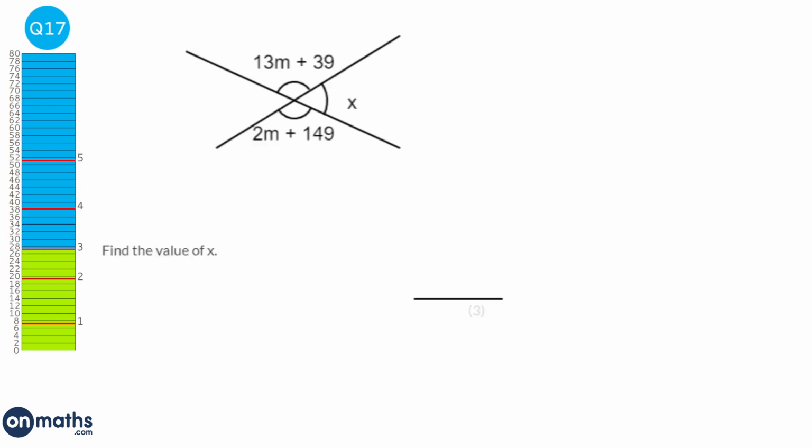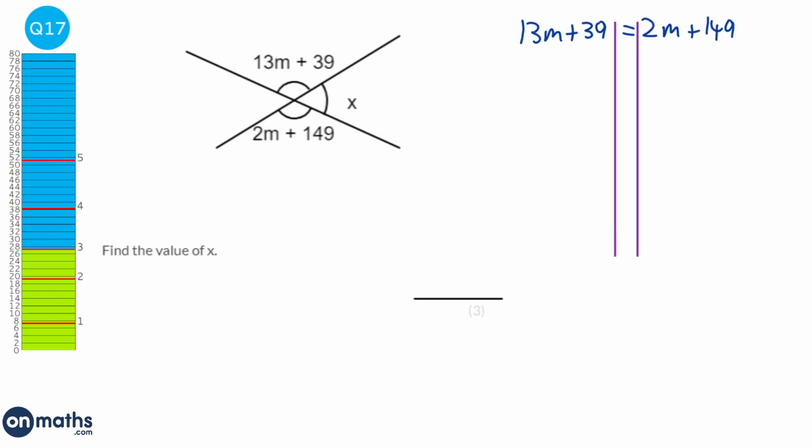So we have a set of vertically opposite angles here and here. We're going to start with those because we have to find out what M is before we can work out what X is. Vertically opposite angles are always equal, so we've got 13M plus 39 is going to equal 2M plus 149. And we're going to get our lines in there because we're going to solve this.